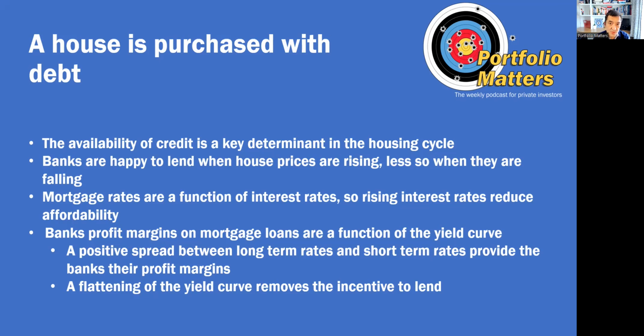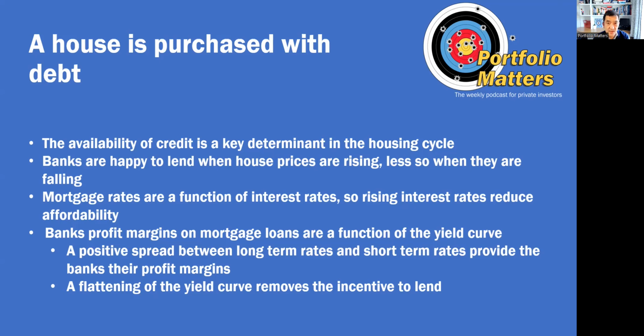Also, mortgage rates, and therefore house affordability, is a function of interest rates. And banks' profit margins are also a function of the interest rates and the shape of the interest rate curve. So what banks are doing is they are borrowing from depositors short, so they pay the depositors the short-term interest rate, then they're loaning money to mortgage holders at long-term rates. So if there is a good spread between short-term rates and long-term rates, banks are incentivized to lend money.